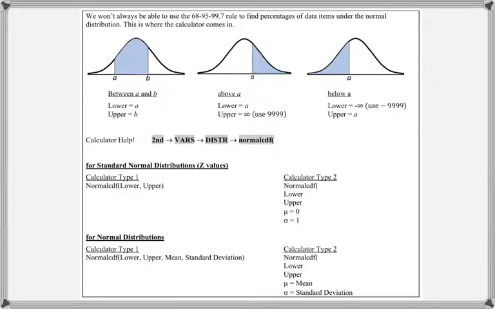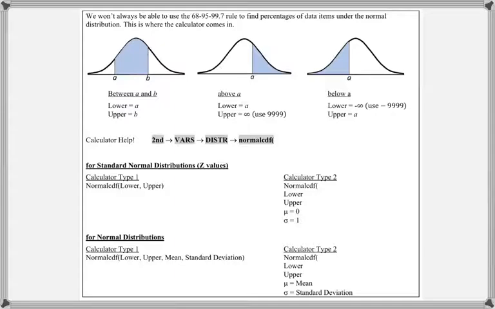So the lower would be A and the upper would be infinity, because the normal distribution actually goes forever in both directions. But on the calculator, if we just type 9,999, that will be good enough. If it says below A, our region would look like this, and the lower would be negative infinity, and the upper would be A. So the lower is on the left, and the upper is on the right of the shaded region.